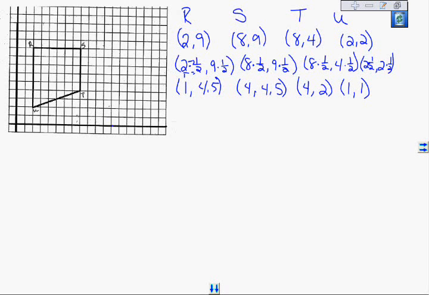Plot your points. By the way, this is now R prime. These coordinates are R prime, S prime, your figure. You have to make sure that you put that down. Over 1, up 4.5. Over 4, up 4.5. Over 4, up 2. Over 1, up 1.